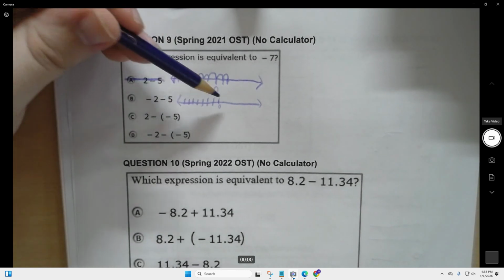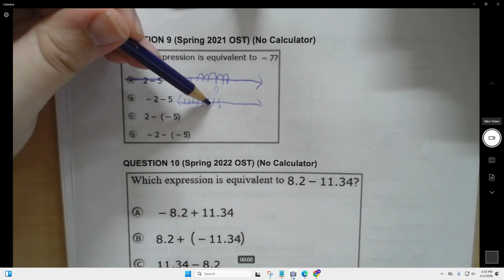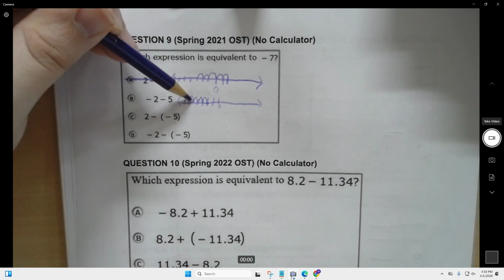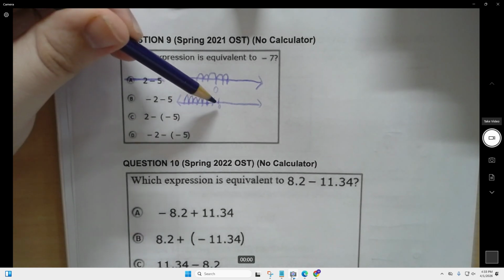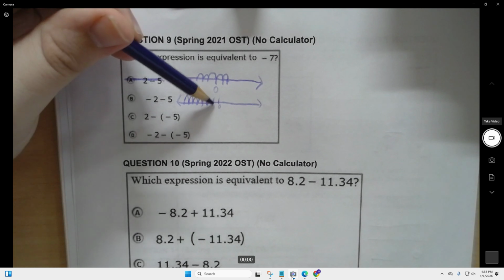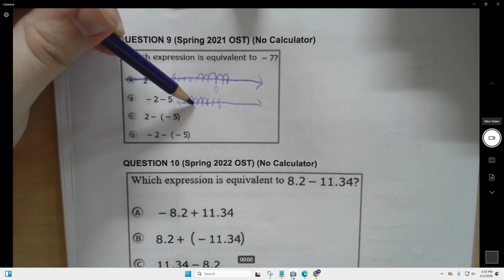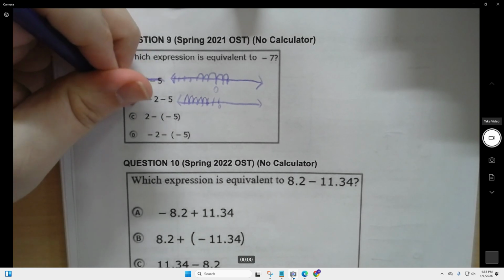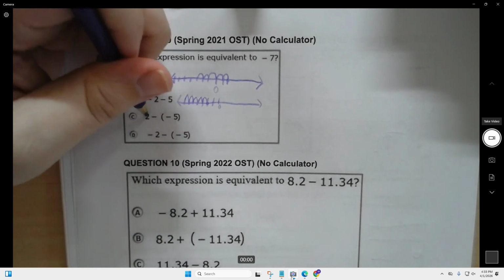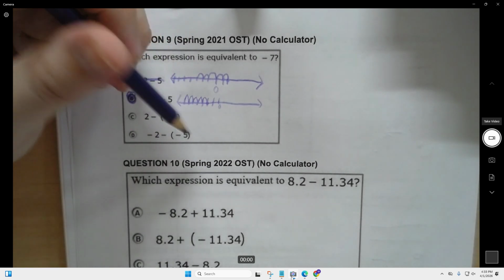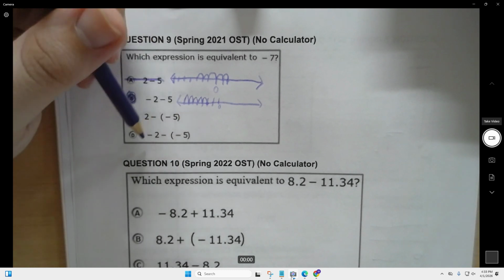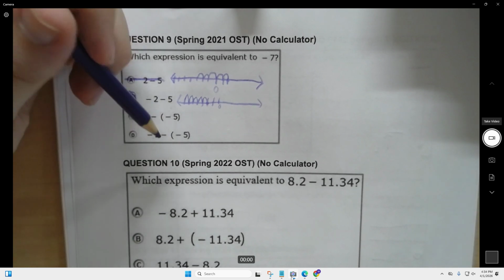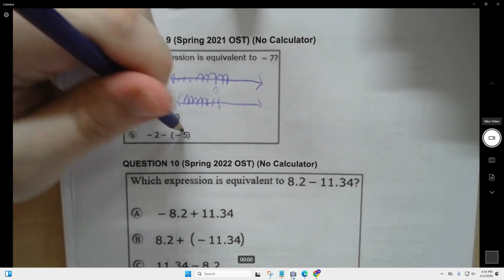Make more hashes. 2, 3, 4, 5, 6, 7. Okay, you're starting at negative 2. So starting from 0, 1 to the left. You're moving 1, 2, 3, 4, 5 more to the left. So 1, 2, 3, 4, 5, 6, 7. It's this one. Just for fun, negative 2 minus negative 5 would be positive 3.